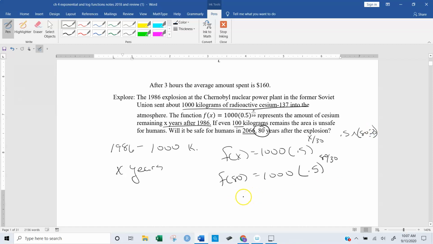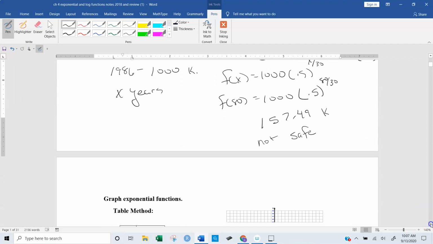Okay, when you plug that in, f of 80 is equal to 157.49 kilograms. All right, it said 100 was safe. This is still over, so it is still not safe. You cannot live there. Okay, I hope you're doing well. Okay, let's go on here.